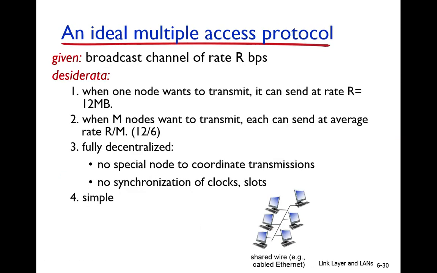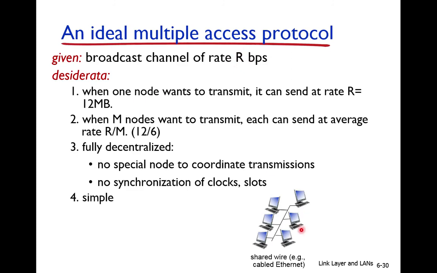So what should be an ideal multiple access protocol? Suppose an ideal or the best multiple access protocol should be one. For example, if this is a link, it is R bits. So if one node wants to transmit, then it should use the full bandwidth.